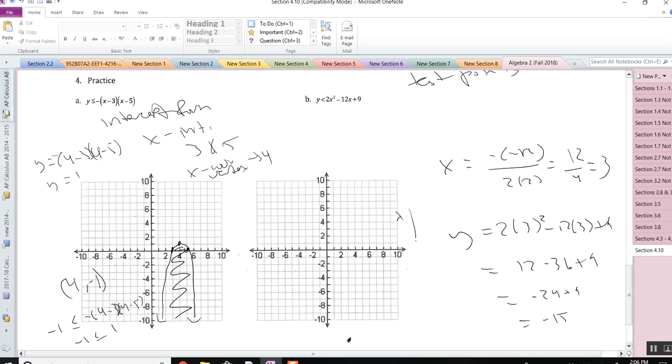And I'll make a little table. Sometimes you don't have to go 1 away from the vertex. You can go several values away. Like if I go 0 for x, I know I get 9 because that's the y-intercept, which is way up here. And if I think about symmetry, I also get 6, 9, mainly because 6 and 0 are both 3 away from the vertex. It's going to be dashed.